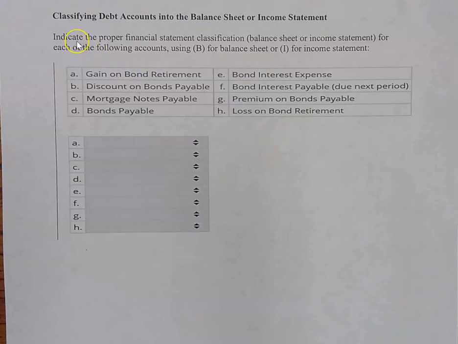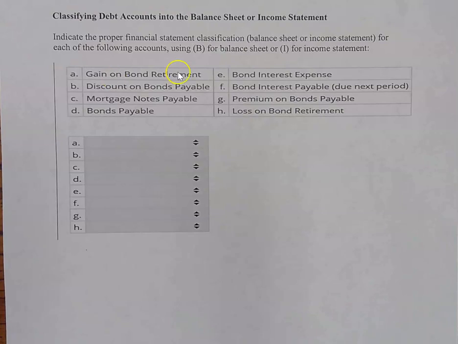So all they want us to do here, the second part of this video will be a little bit more challenging, but all we're doing right now is just trying to identify each of these, looks like 8 items, as B for balance sheet or I for income statement. And I'm going to also tell you where these go as we're moving along. Again, B for balance sheet, I for income statement. I'll go into a little bit more depth on that as we go though.